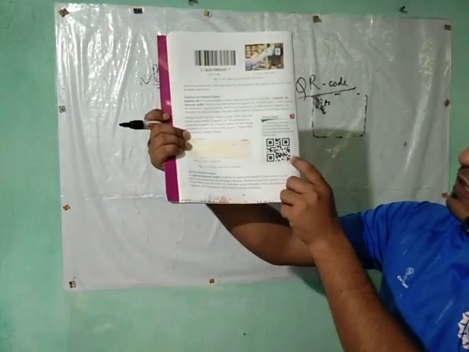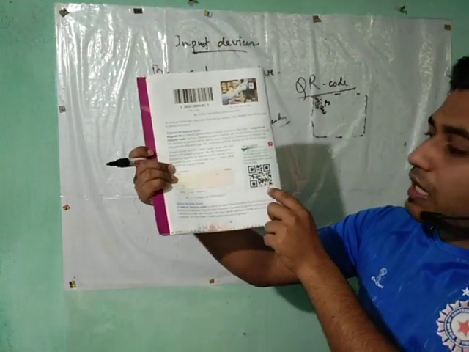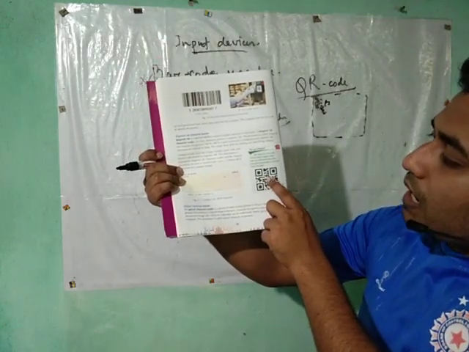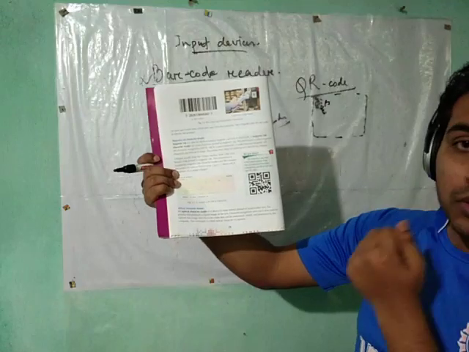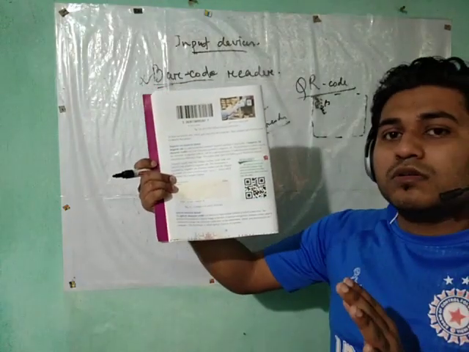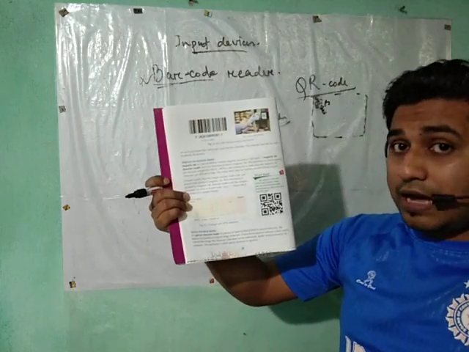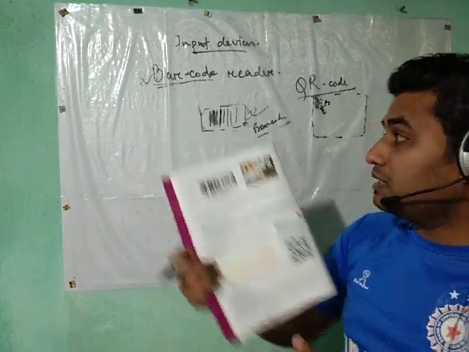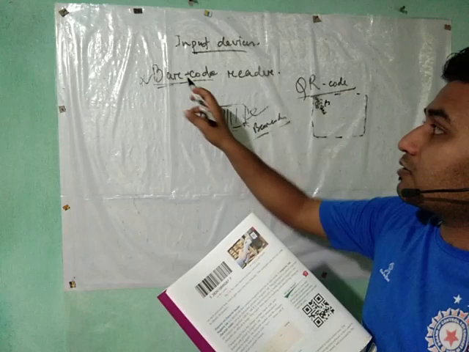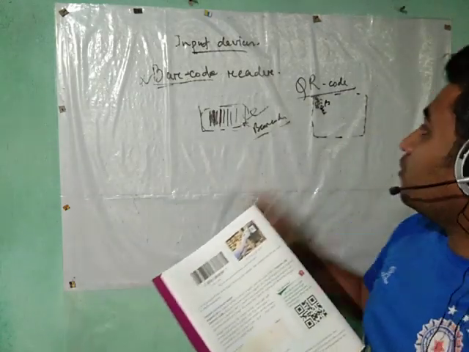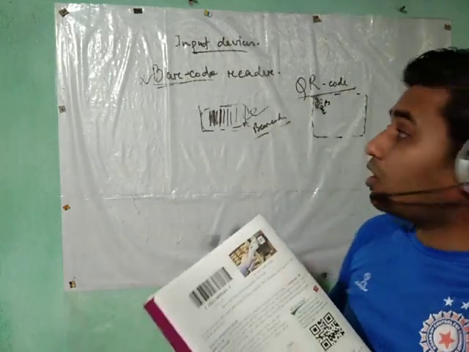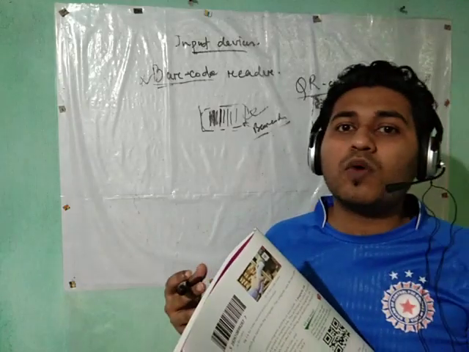See, look here. This is a QR code. Have you understood? Now I want an answer from you people. See, why it is called barcode, I have told you, right? Now why is it called QR code, or what is the full form of QR code?